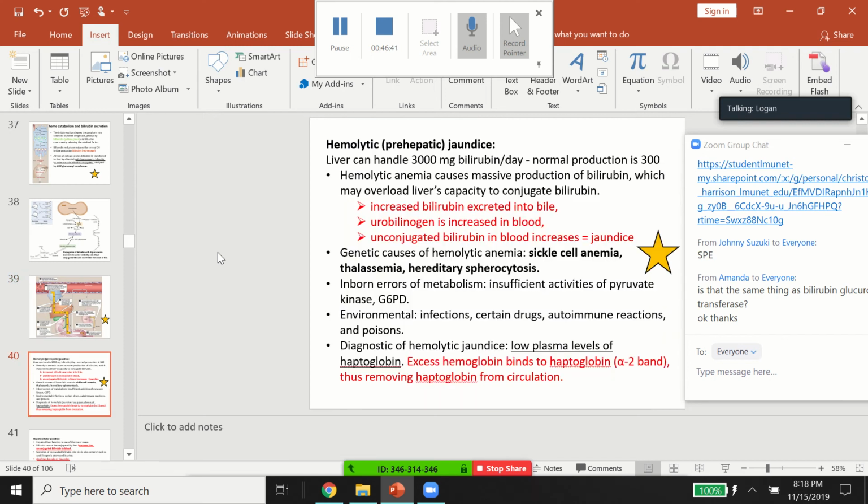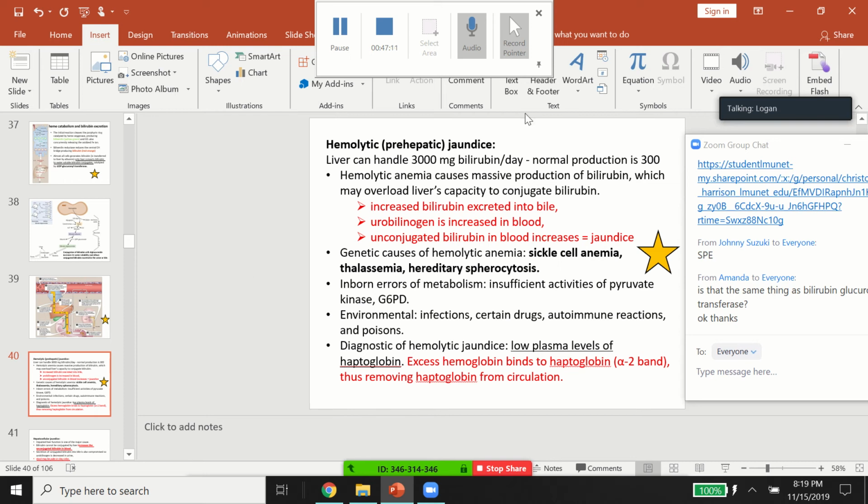All right, then hemolytic or prehepatic jaundice. You do need to know the difference between the different types of jaundice and their clinical signs. There's prehepatic jaundice, hepatic jaundice, and then posthepatic jaundice. Make sure you can differentiate between those three, as well as what makes neonatal jaundice occur, which we'll get to after that.